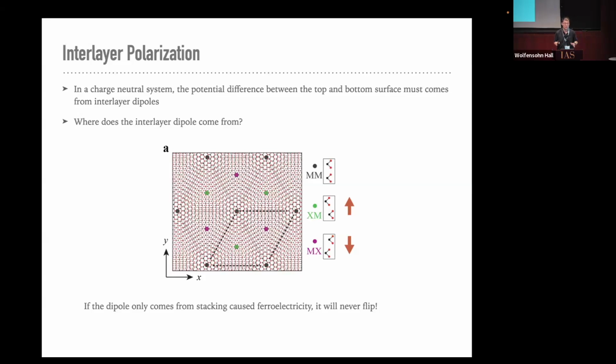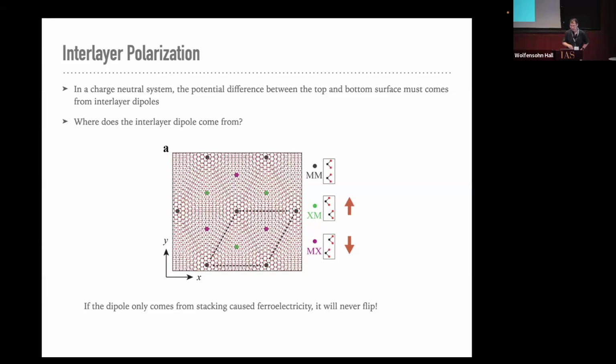That's very easy, because we have been talking about this from the very beginning. Think about the stacking: XM will have a dipole pointing up, then MX will have a dipole pointing down. That's why I have those two dipoles. But if this is really the only contribution, then the pseudo-spin would never flip. As you change your twist angle, you are making the distance between XM and MX larger and larger, but the local stacking would always be the same. So the dipole moment due only to this kind of stacking ferroelectricity cannot change.